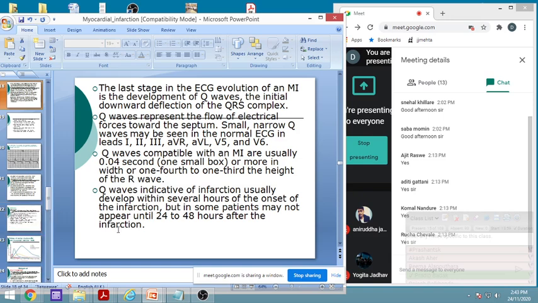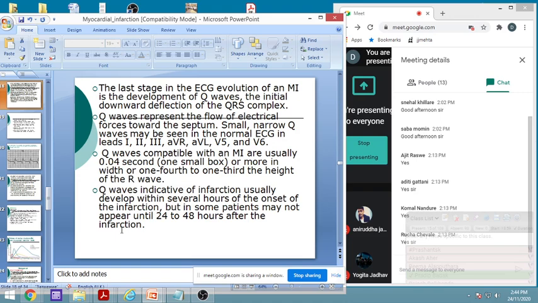Q waves compatible with an MI are usually 0.04 second or more in width, or 1/4 to 1/3 of the height of the R wave. Now here, one small box on the ECG graph, just like a graph paper you might have seen, has small and big boxes. This small box is 0.04 second.